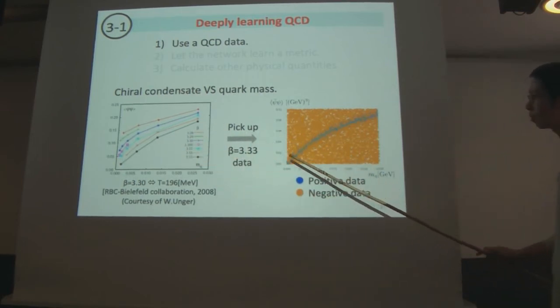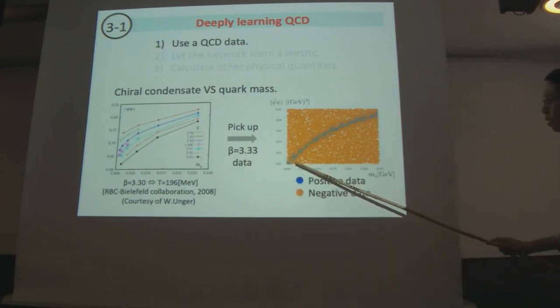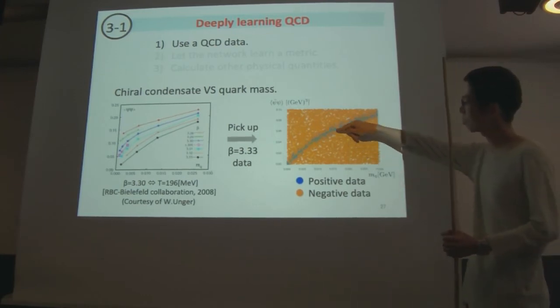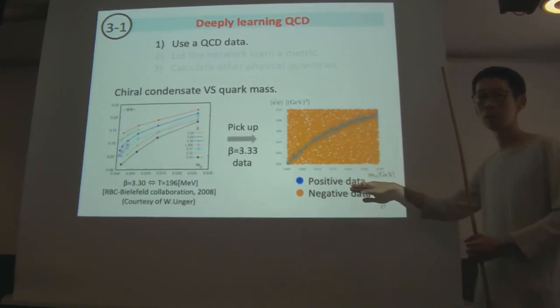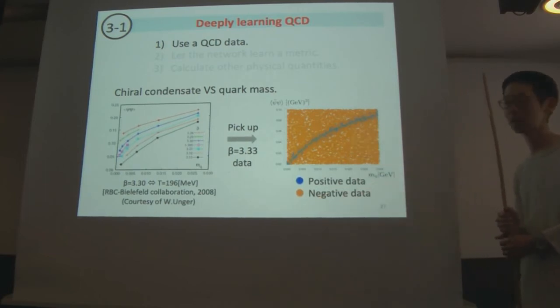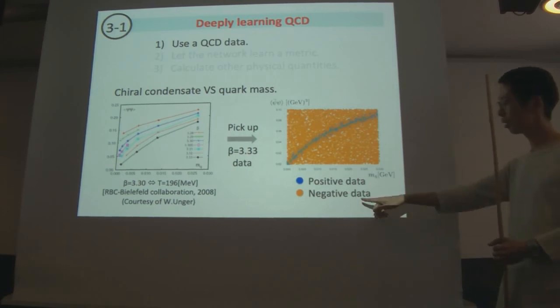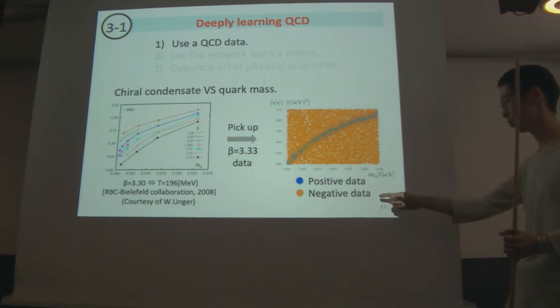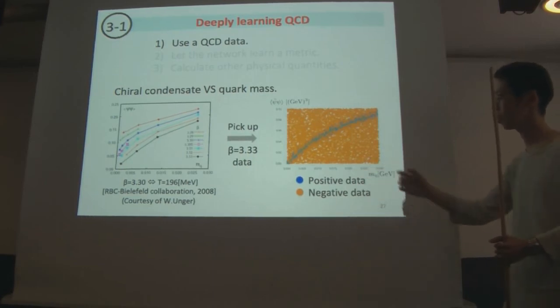Positive data means that this black line is mapped to this line, and I randomly generate points on this two-dimensional plane. If a point is close to this line, then I call it positive data. If it's far enough away, then it's called negative data. Positive data correspond to pi equal to 0, the black hole boundary condition, and negative data doesn't correspond to pi equal to 0, so pi non-zero. In this way, I can prepare positive and negative data.